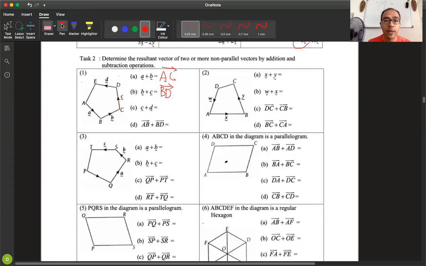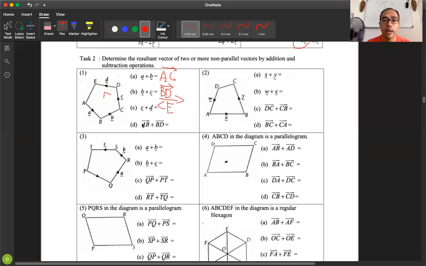Okay, another one, vector C plus vector D, C to D. Again you see that their direction is continuous. Therefore, I can complete the triangle by doing a shortcut. So C plus D actually is from point C to point, is this point E or point F? Oh, point E. So vector CE, like that.